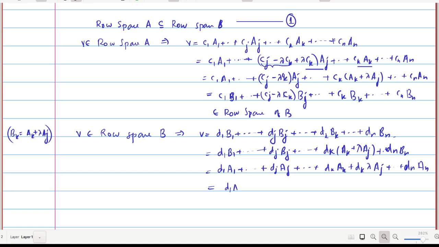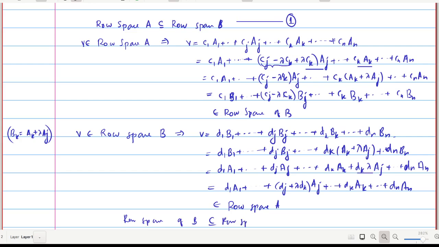So we write this as D1 A1 plus etc. We combine the Aj's. So this is Dj plus lambda times Dk, into Aj here, plus etc. At the kth position we have Dk times Ak plus etc. In the last position we have Dn An. Which shows that this is a linear combination of the rows of A. So this belongs to the row space of A. So we have the row space of B contained in the row space of A.